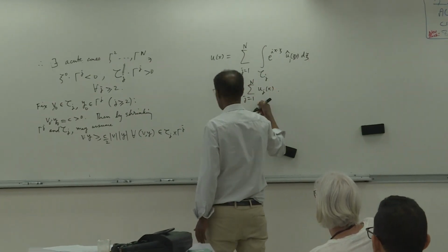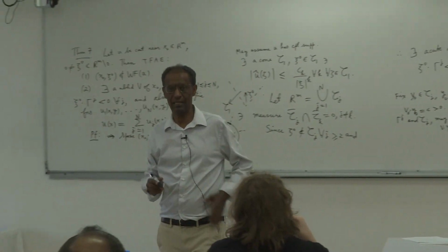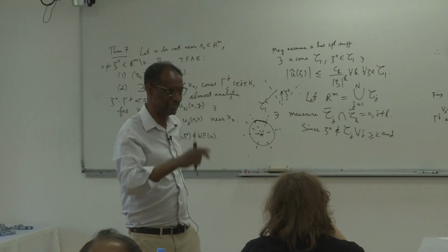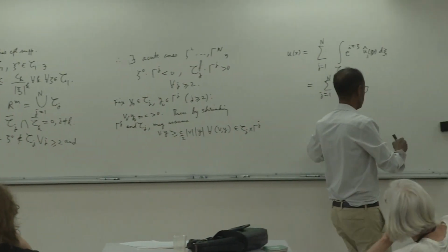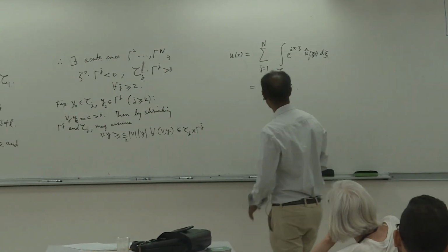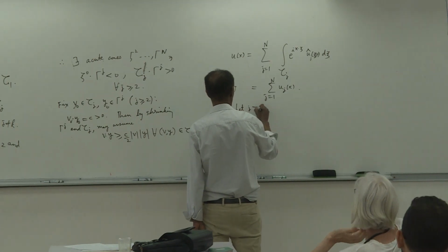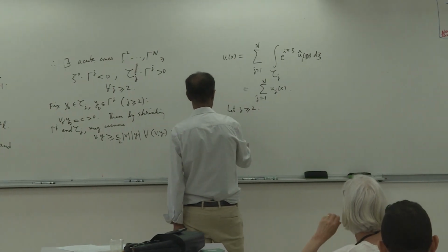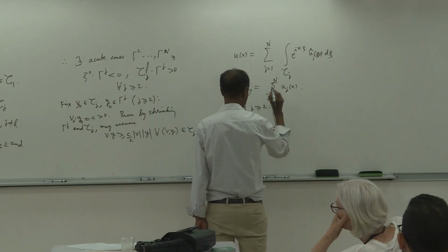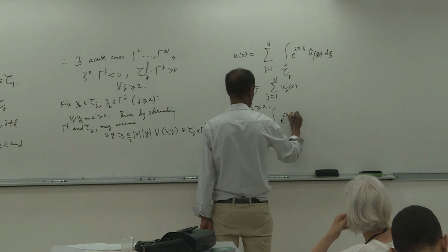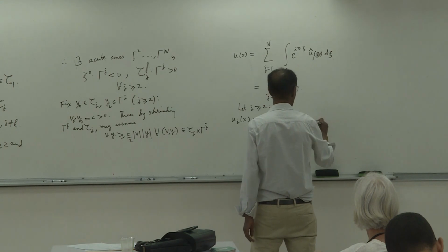Now I'm going to show that each u_j of x has an almost analytic extension in certain wedges, wedges defined by this cone gamma j. So let us start with j bigger than or equal to 2 first. Okay, so I look at u_j of x. It's the integral over C_j of e^{ix·c} u hat of c dc.